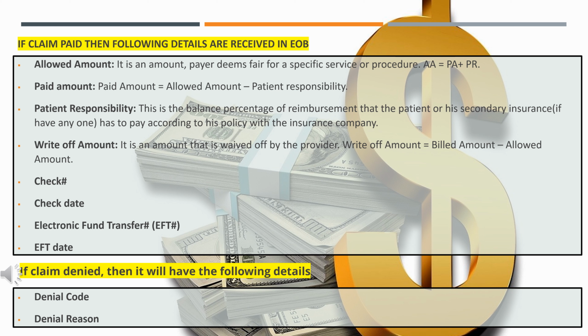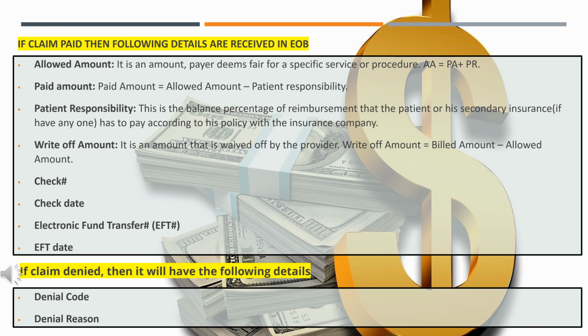Allowed amount. It is an amount the payer deems fair for a specific service or procedure. Allowed amount is equal to paid amount plus patient responsibility. Paid amount is equal to allowed amount minus patient responsibility. Patient responsibility. This is the balance percentage of reimbursement that the patient or his secondary insurance, if he has any, has to pay according to his policy with the insurance company.